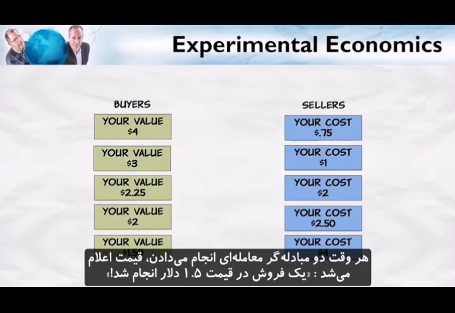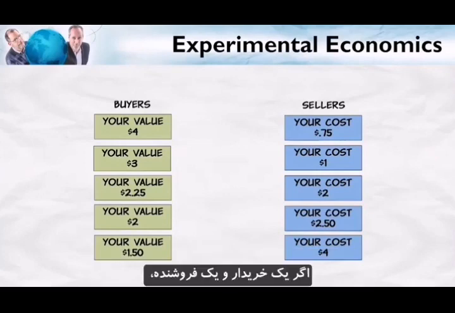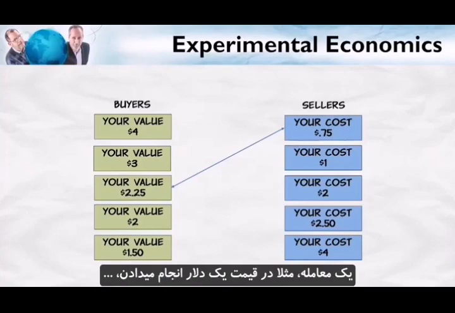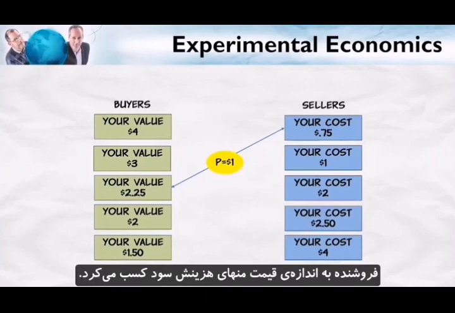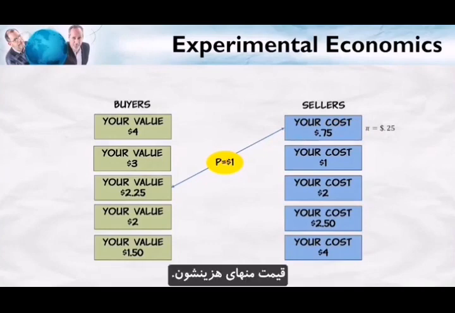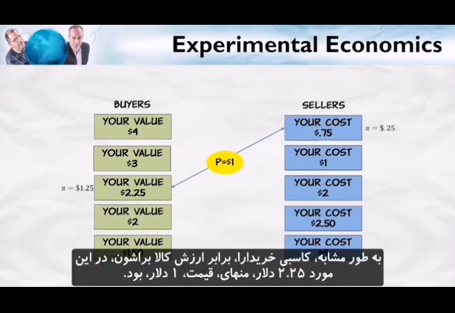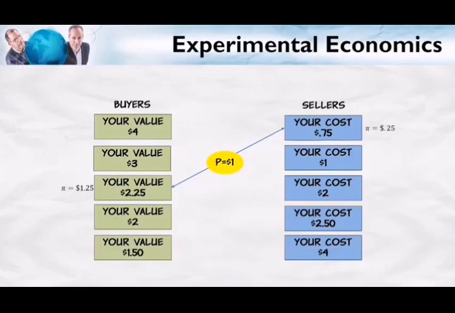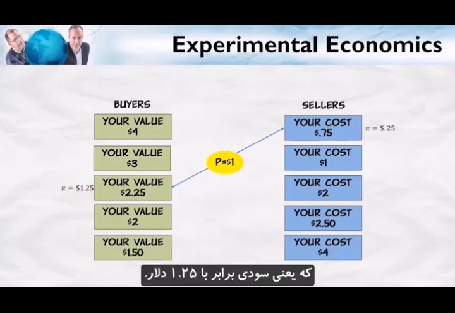Anytime two traders agreed to a deal, the price would be called out. "Sale at a price of $1.50." If a buyer and a seller, say this buyer and this seller, agreed to make a trade at, let's say, a price of $1, then the seller would earn the price minus their cost. In this case, the seller would earn a profit of 25 cents. Similarly, the buyer would earn their value, $2.25 in this case, minus the price, $1, for a profit of $1.25.